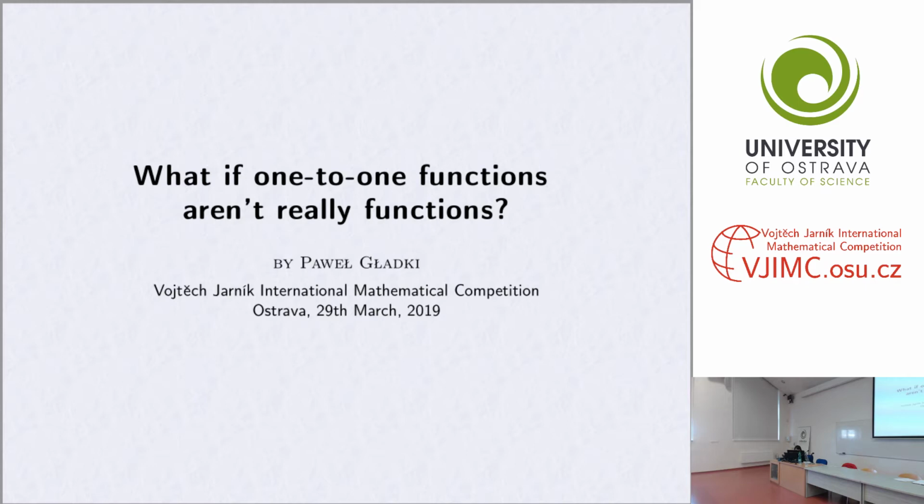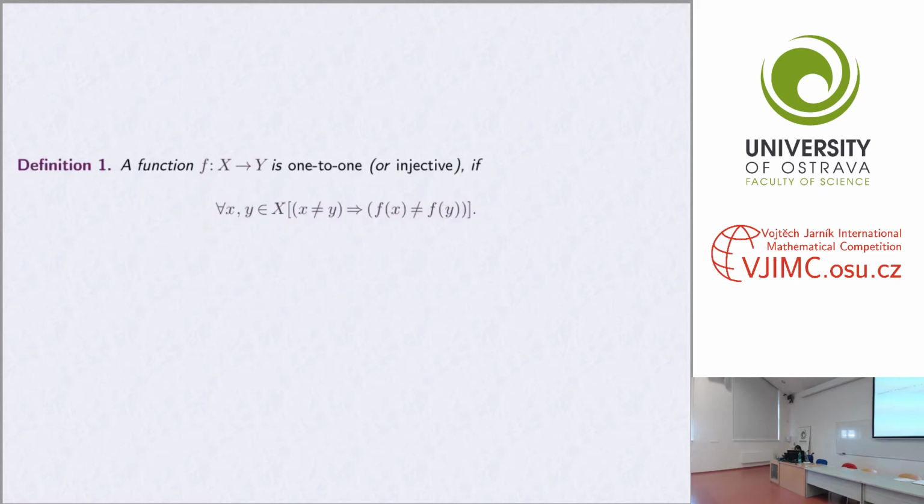So basically, we all know the definition of a function which is one-to-one. We all know the definition of an injective function, and this is something that we basically learned already in high school. We say that a function is one-to-one if it carries different arguments into different values. So a function is one-to-one if we take two elements, x and y, and they are different, then f of x is different from f of y.